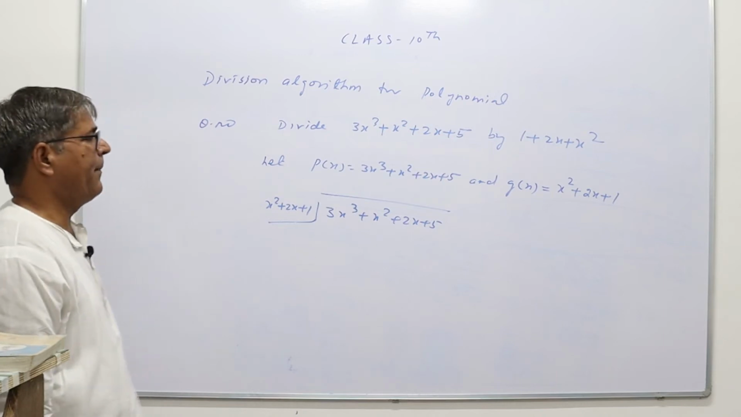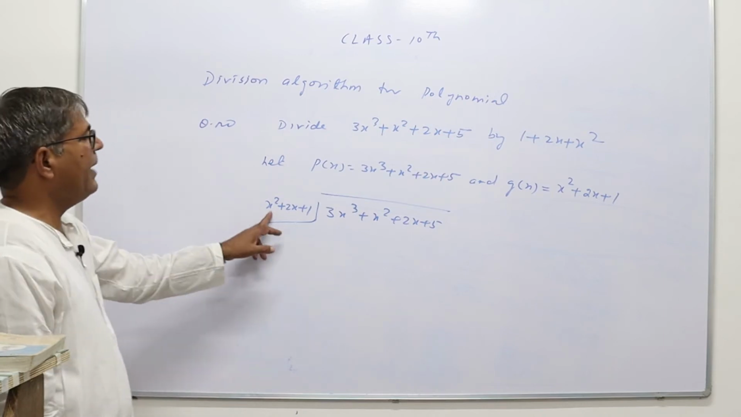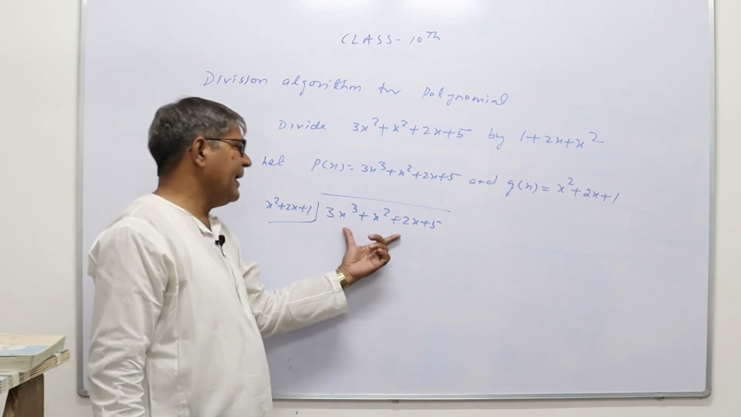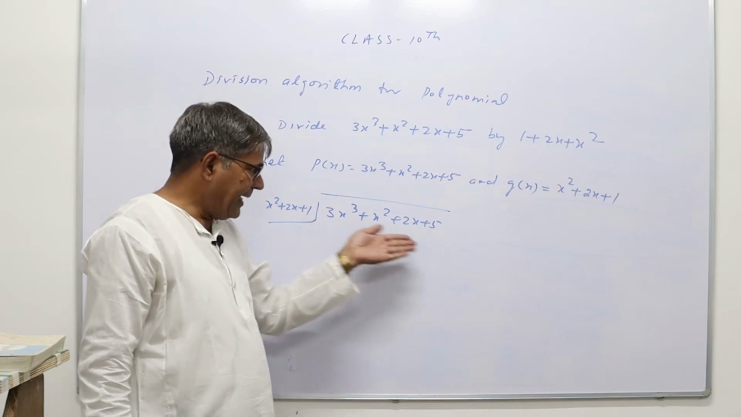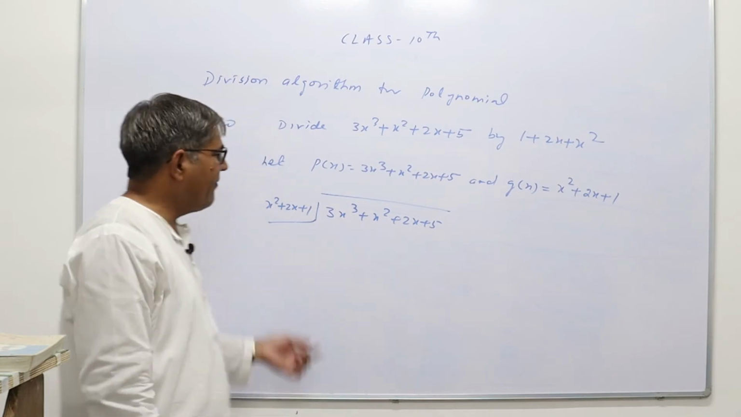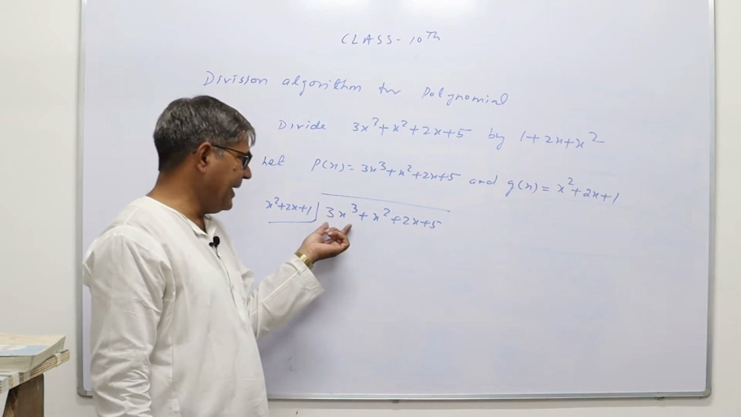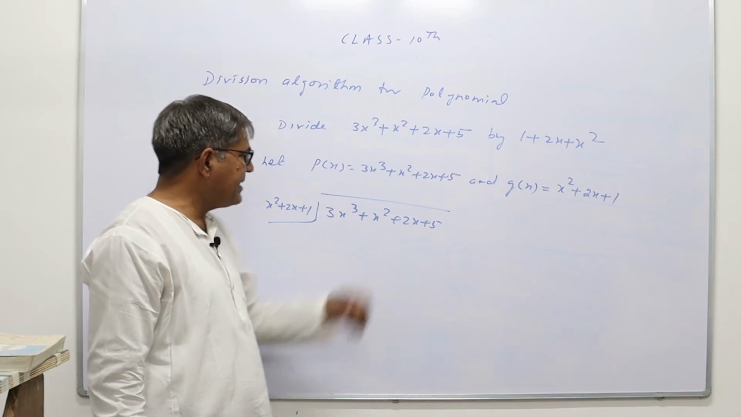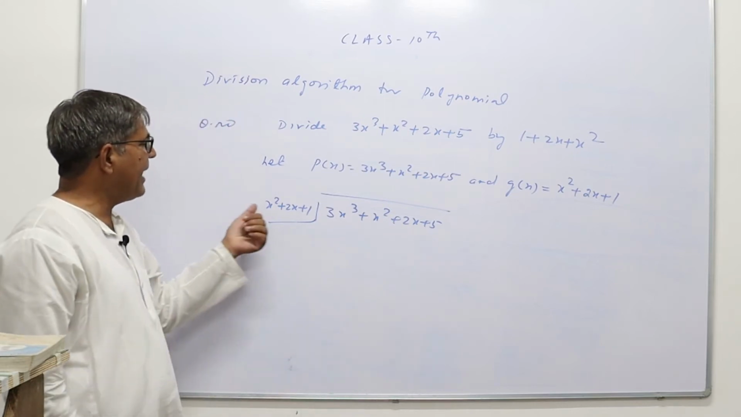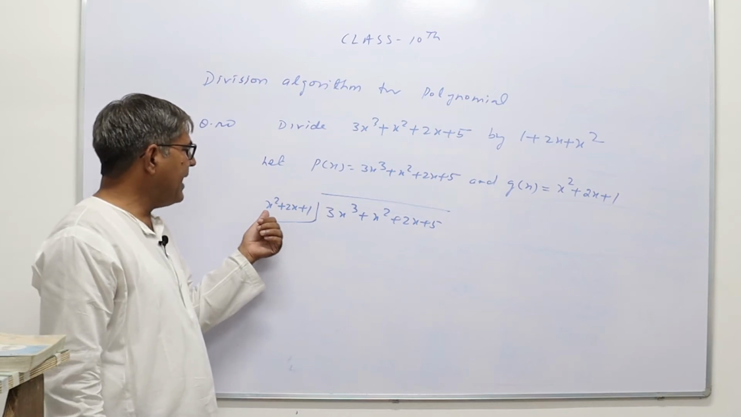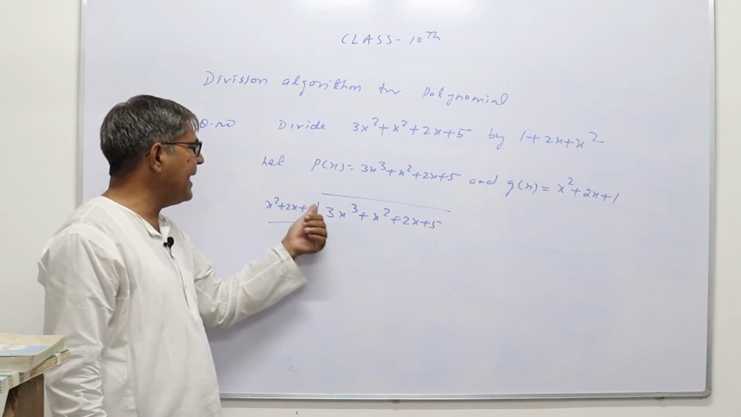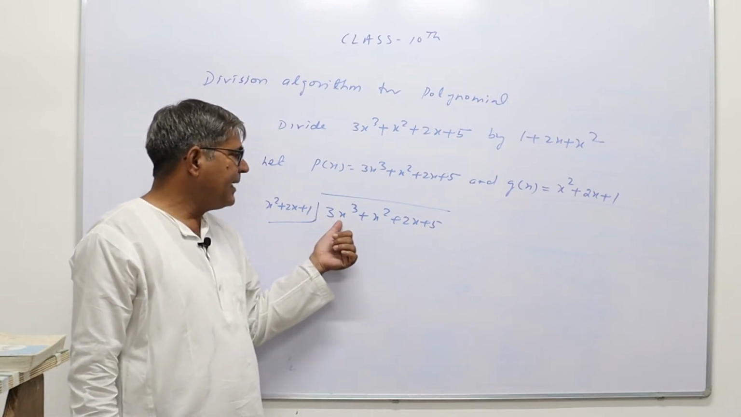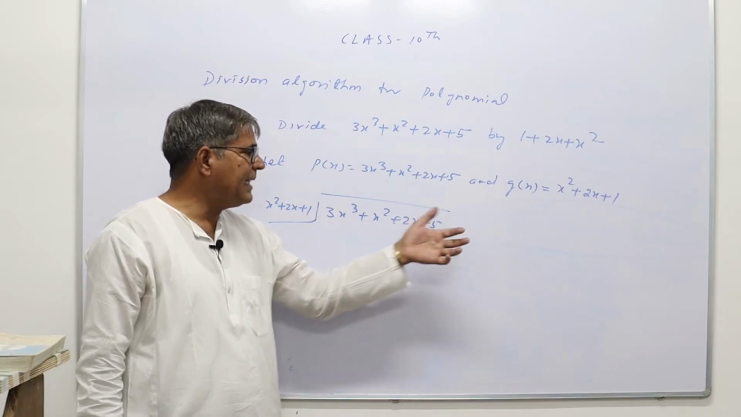So the first step, to divide one polynomial by another: we will write the dividend in decreasing order of degree. The highest degree term will be first, then less than that, then less than that. Similarly, in the divisor also we will write the highest degree term first. Here the highest degree is 2, then 1, then 0. In the dividend also the highest degree term is degree 3, then 2, then 1 and then 0.